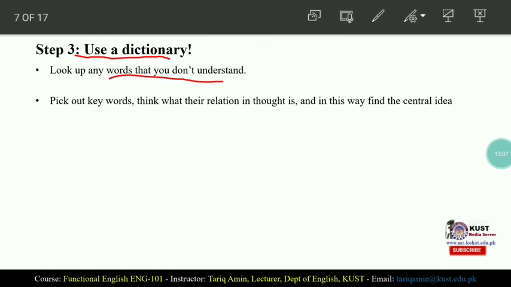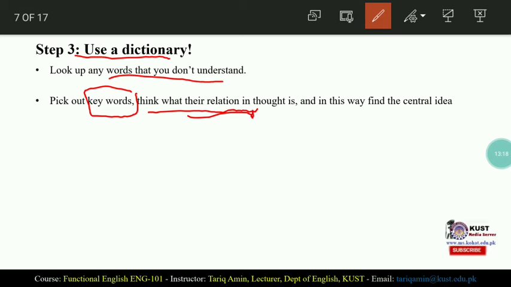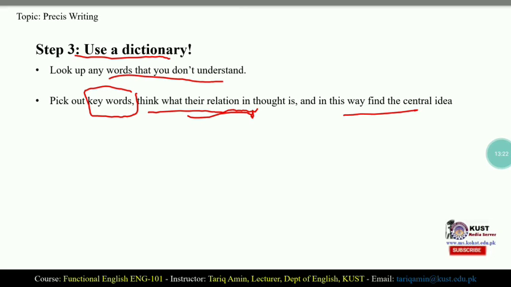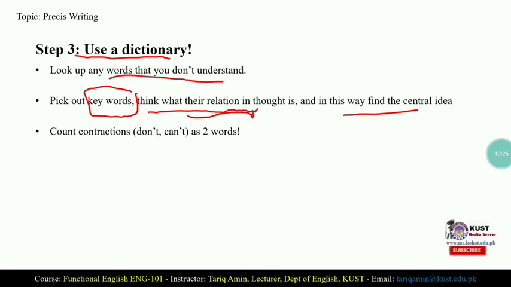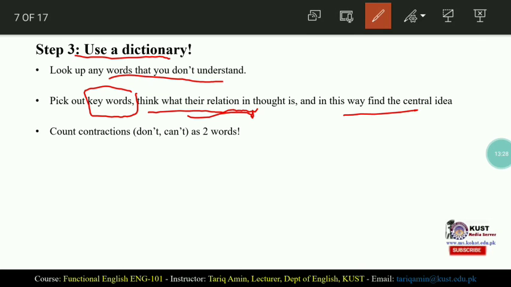Pick out keywords. After that, pick out the most important words. Think what their relation in thought is. After that, you should think over their relation in thought, and in this way find the central idea. Now count contractions as well. In the third step, you need to count contractions as two words, not one word.